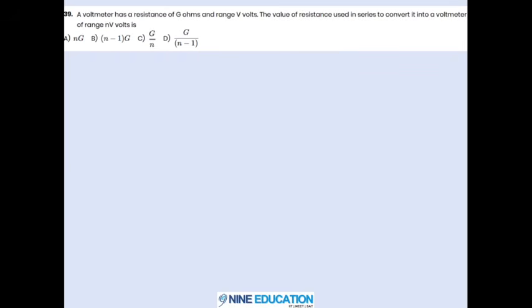Next. A voltmeter has a resistance of G ohms and range V volt. The maximum value of potential difference that this voltmeter can measure is V volt. Or you can say that the maximum potential drop across this voltmeter is V volt. The value of resistance used in series to convert it into a voltmeter of range NV volt is how much?